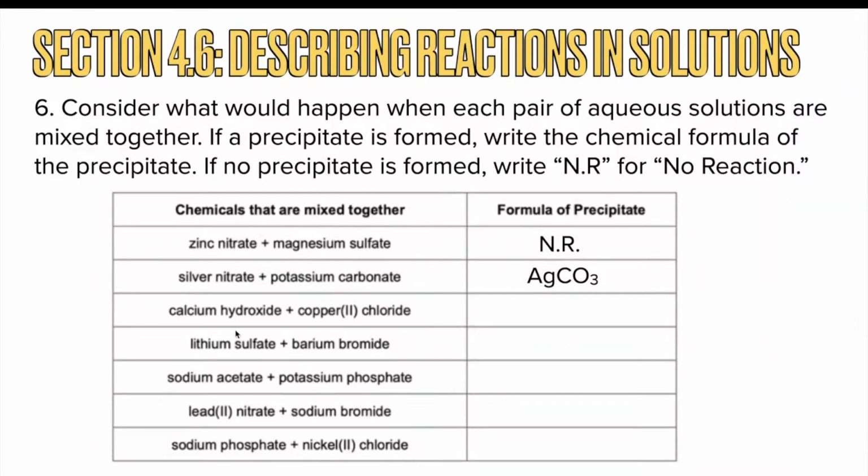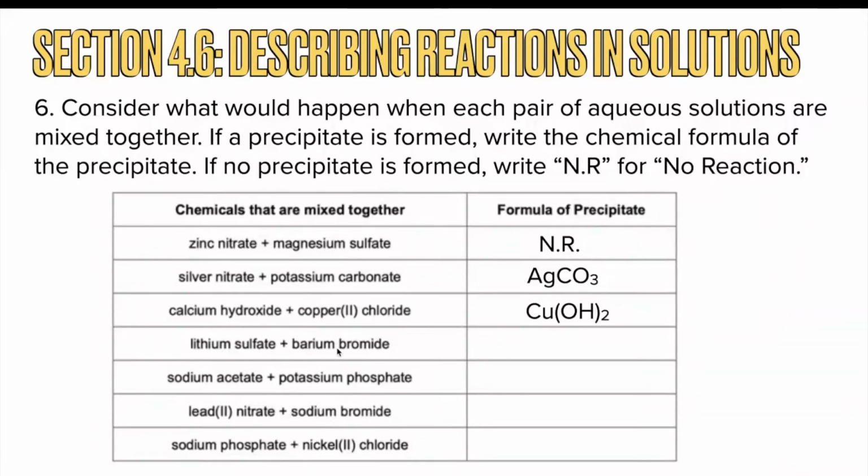Next, we have calcium hydroxide and copper 2 chloride. So that's going to make calcium chloride and copper 2 hydroxide. So do we have a precipitate? Yes, we do. We have hydroxide with a transition metal. So that's going to be our precipitate. Whereas calcium chloride is definitely going to be soluble in water.